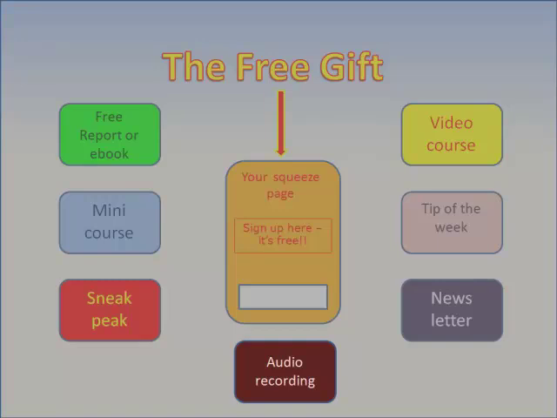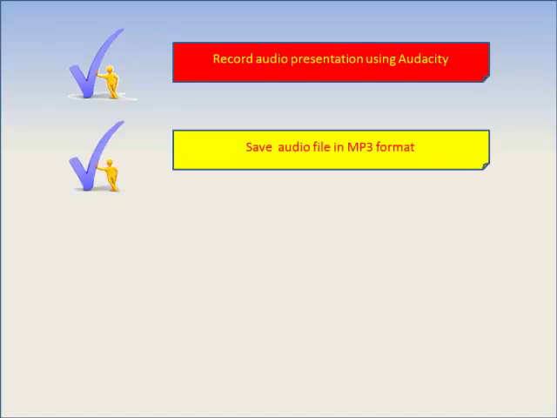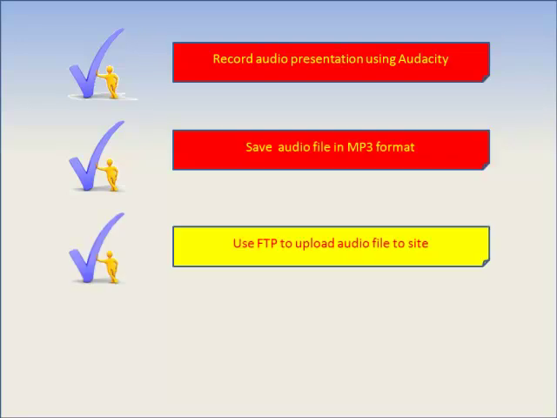Let me outline what I hope to achieve. Firstly, I'll be making an audio recording using a free bit of software called Audacity. I'll then be showing you how to save the recording as an MP3 file. Now, Audacity doesn't do this directly, so I'll show you how an encoder can be used to do the necessary conversion. The next stage is to get the audio file onto our blog or website.